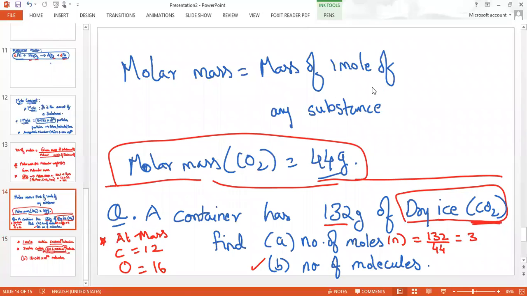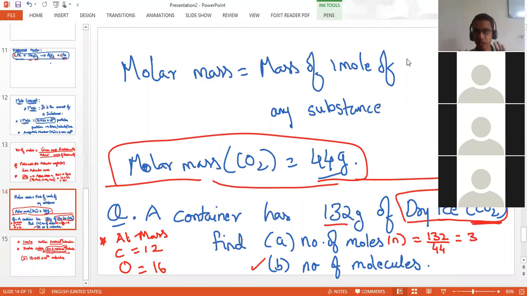I hope all of you could understand the basics of the mole concept, and we are going to discuss this topic further. It will be very interesting, this chapter. It's a beginning chapter of chemistry. Tomorrow also, at the same time, we will have the class, and I expect all of you to join and be as enthusiastic as you have been today.